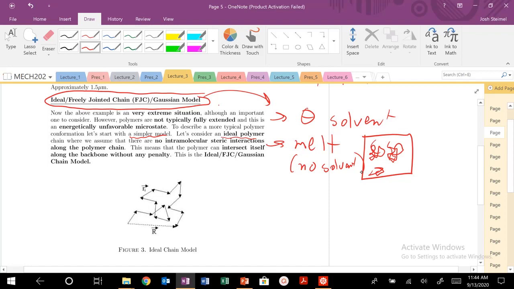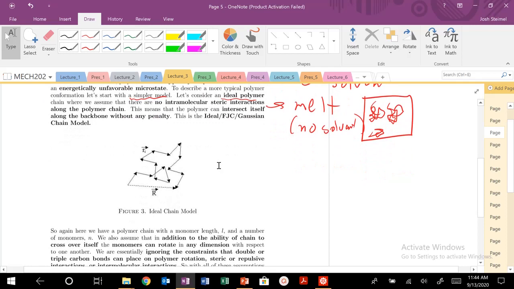So there are some key assumptions that we make in this ideal or freely jointed chain or Gaussian model for polymers. First off, we assume no intramolecular steric interactions, meaning that this chain can intersect itself along the backbone without penalty. So you see these crossover points here. That can't happen in real life. You can't invade another polymer's space. You can't occupy volume that's already occupied by other atoms or polymers or other units.